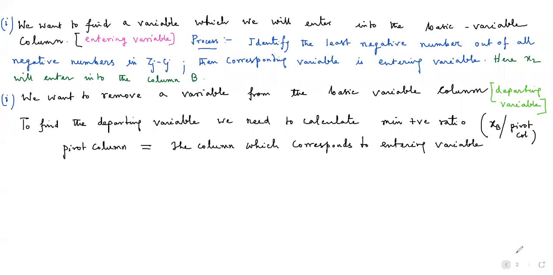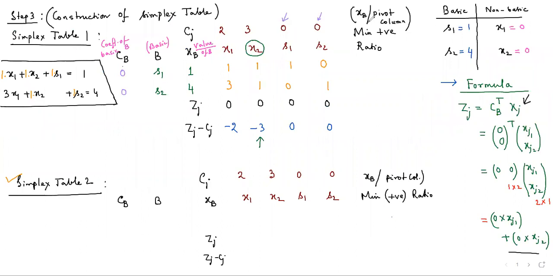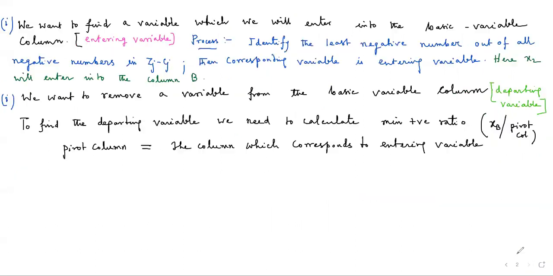I'm coming back to this page, but first of all, let me identify the pivot column. Column corresponding to the entering variable is my pivot column. So this is my pivot column. This column, 1 1, beneath x2 is the pivot column.